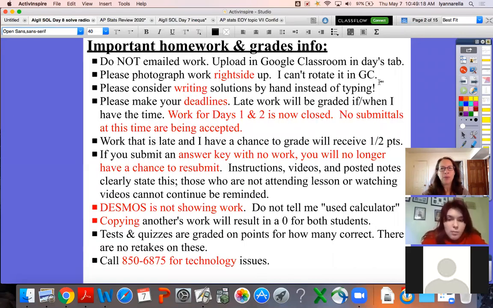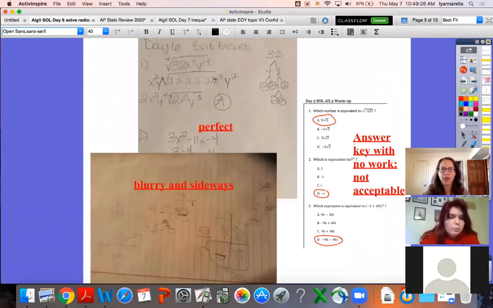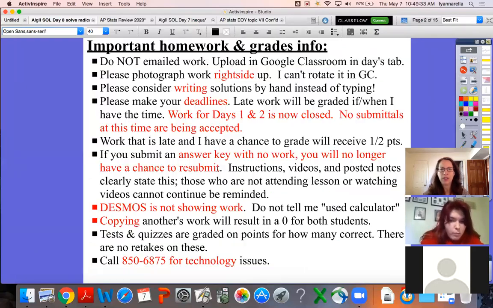I really prefer people write their solutions to typing. This is what it looks like when you type them. And this takes a lot of effort and it's very hard to read. So I so much prefer this over this. And I know a lot of people think there's only one way to do it, and that's typing, but that's not true. You can write it and upload a photo.